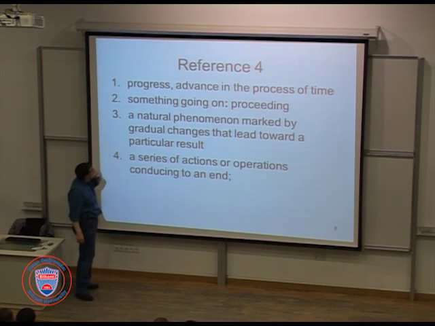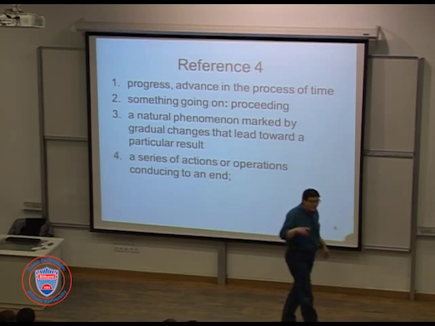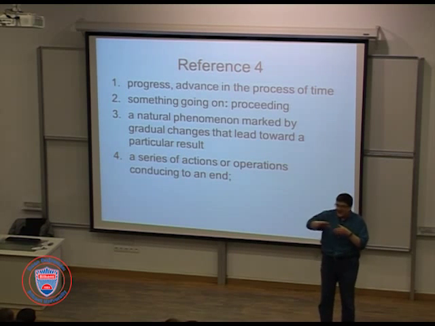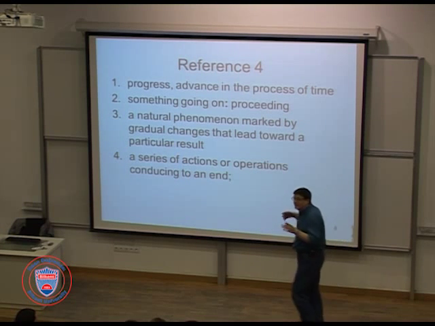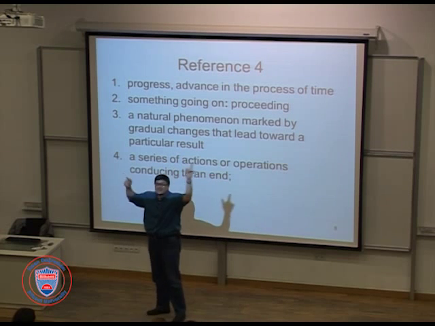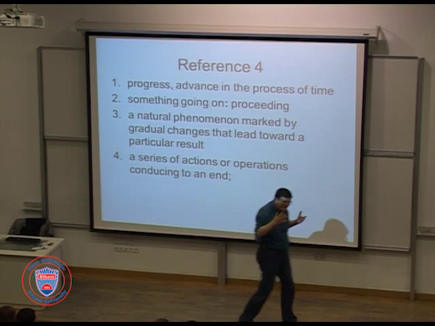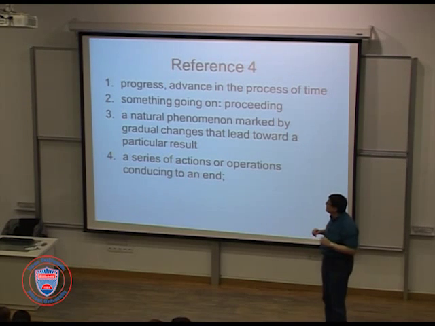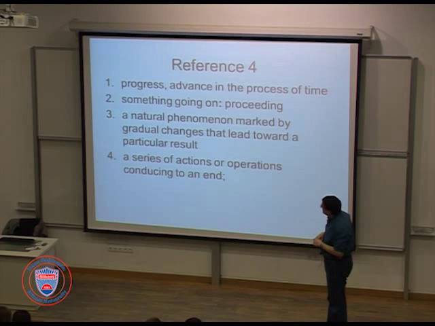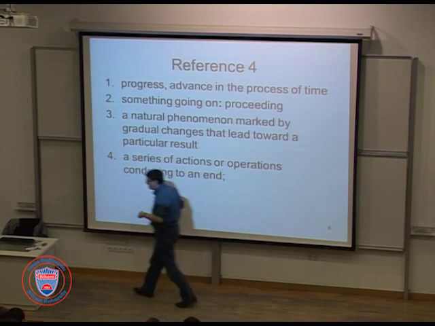So this is another reference. Progress is the advance in the process of time. So you can also imagine that as time flows, that's also a process. It can be considered as a process. But we all know that everything that we have used in the previous definitions also have a time component. Okay, so we're not talking about a single directional thing, but there are a number of components like time, maybe resources used, so on and so forth. Something going on, a natural phenomenon marked by gradual changes that lead toward a particular result. So this is a little bit different, but I think it's more or less the same idea.